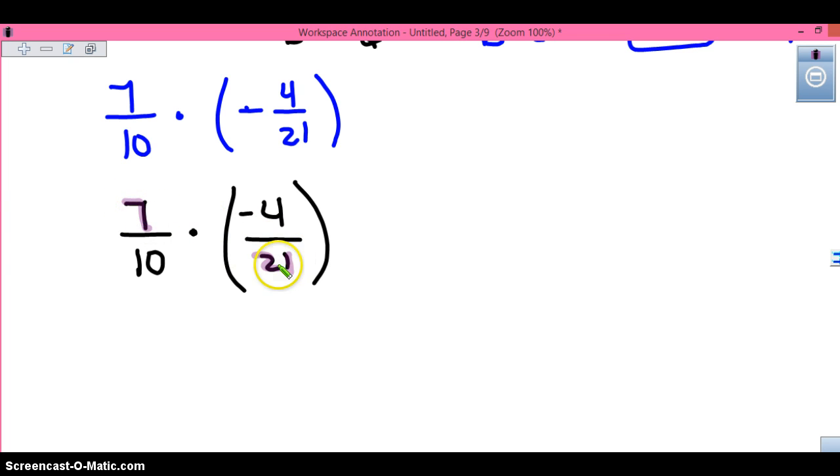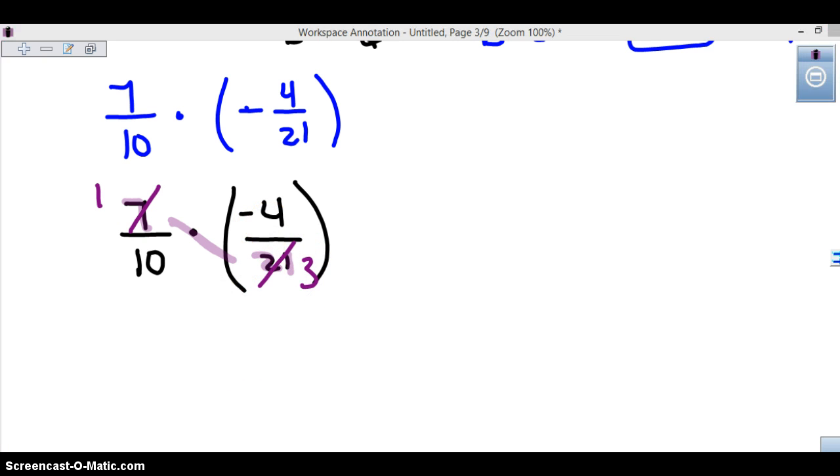So 7 and 21. Can we cross cancel anything? With 7 and 21, what is their greatest common factor? What are they both divisible by? 7 is divisible by 3? No, it's divisible by 7. That means that if we divide 7 by 7, we get 1. If we divide 21 by 7, we get 3.